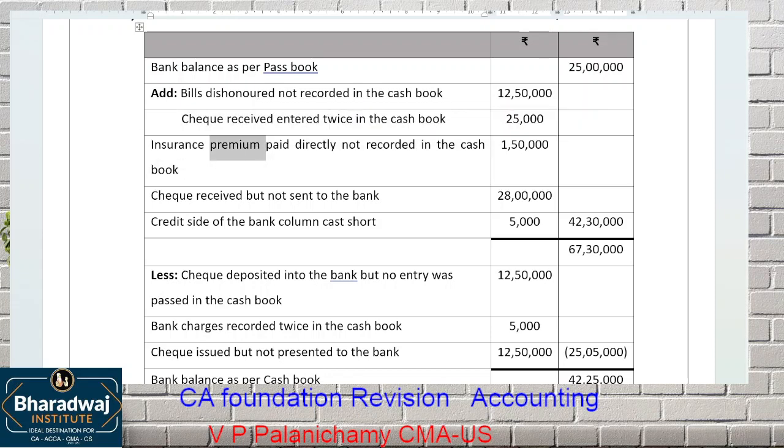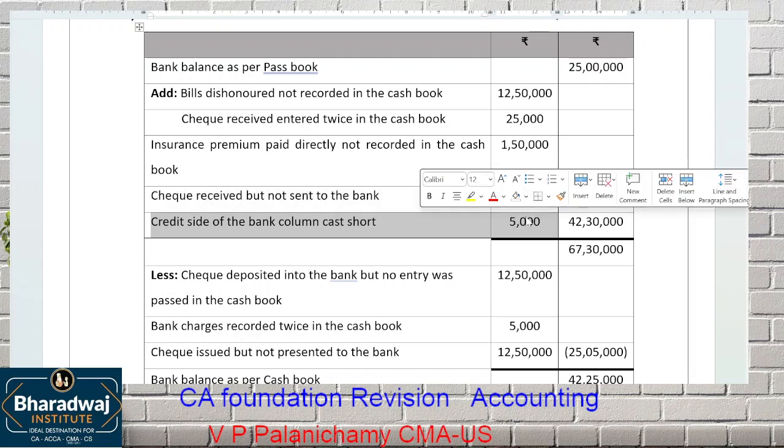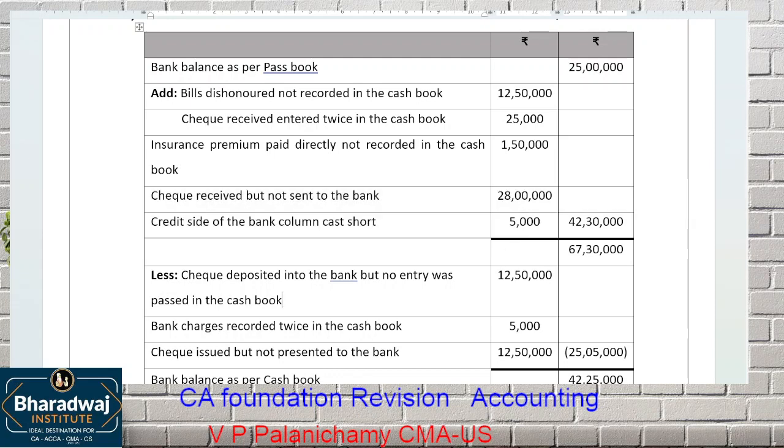Insurance premium, we paid, so we would have deducted. Customer would not have deducted, so let us add it. Checks received but not sent to the bank. The customer has added it, so we also have to add. On the credit side of the cash book, they have put less on the payment side, so their balance will be higher. So let us also add it.